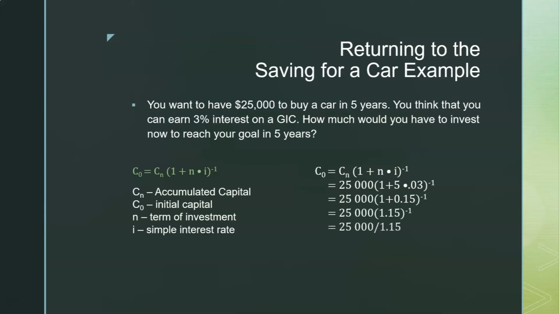Multiply them out, divide 25,000 by 1.15, and we get 21,739.13. So we need to invest $21,739.13 now for 5 years at 3% in order to have $25,000 at the end.